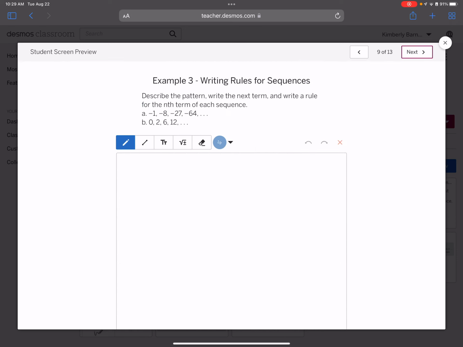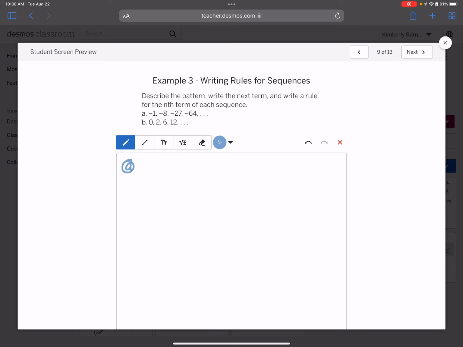All right, example 3. So now we've graphed one. Now we're going to see if we can write a rule for a sequence. So for part A, I've got the terms -1, -8, -27, -64. For right now, you're just trying to find something that works. In 9.2 and 9.3, we will be given more specific ways to find the rules. But for right now, you're just trying to find something that works.